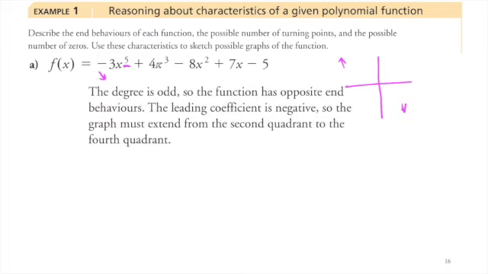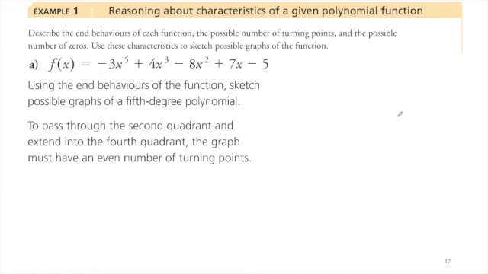Again, that is just from practice. So exactly what I just said: the degree is odd, so the function has opposite end behaviors. The leading coefficient is negative, so the graph must extend from the 2nd quadrant to the 4th quadrant. Your end behaviors: as x approaches negative infinity, y is going to approach positive infinity. As x approaches positive infinity, y approaches negative infinity.